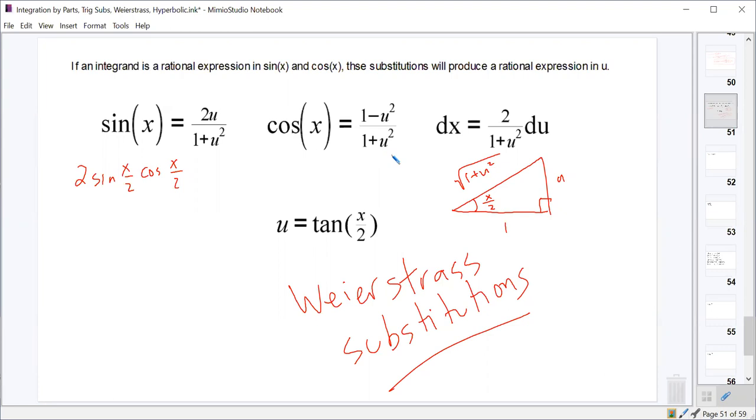And then if you want to figure out what your dx is in terms of your du and all that, you can just take the inverse tangent of this and multiply by 2. So you get 2 inverse tangent of u equals x. And then dx is 2 over 1 plus u squared. That's pretty straightforward to get these.